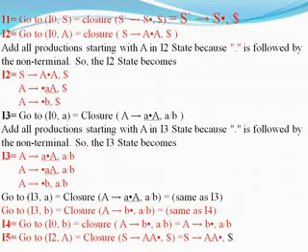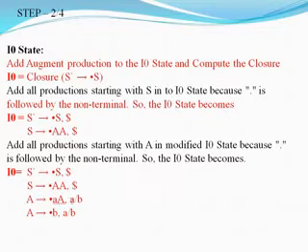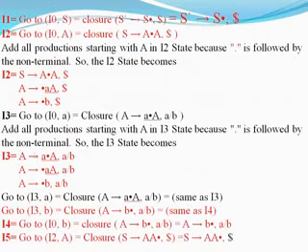Next, go to next. What is the next grammar? Capital A tends to small a, capital A. So I3 tends to capital A tends to small a, capital A, baby. So next, go to small I3, I0 comma small a. I will write capital A tends to small a dot capital A.